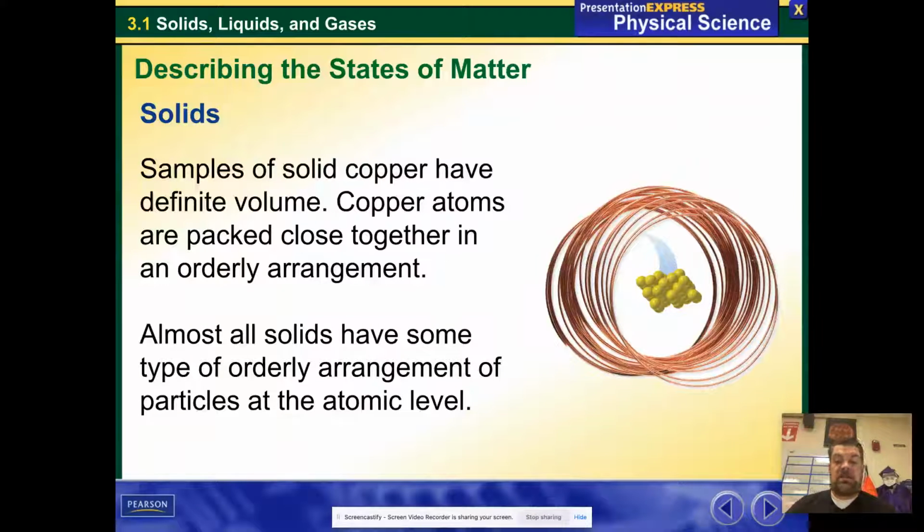Solids, like this copper here, have definite volume. The copper atoms are packed close together and are in an orderly arrangement, okay? Almost all solids have some type of orderly arrangement of particles at the atomic level.